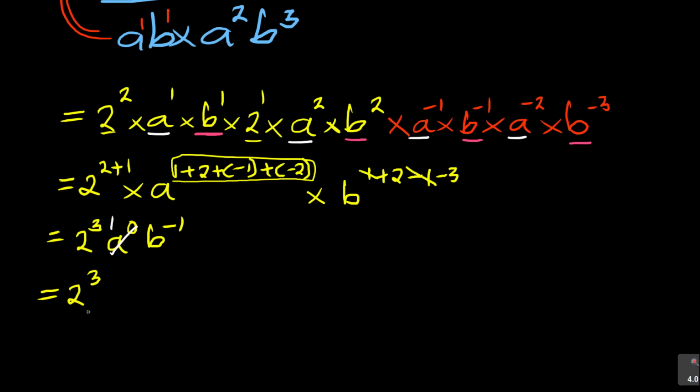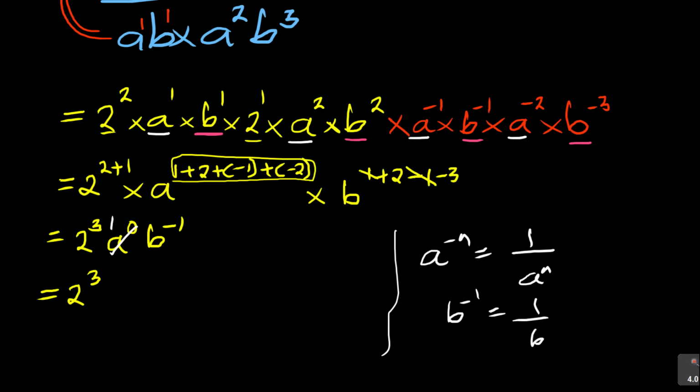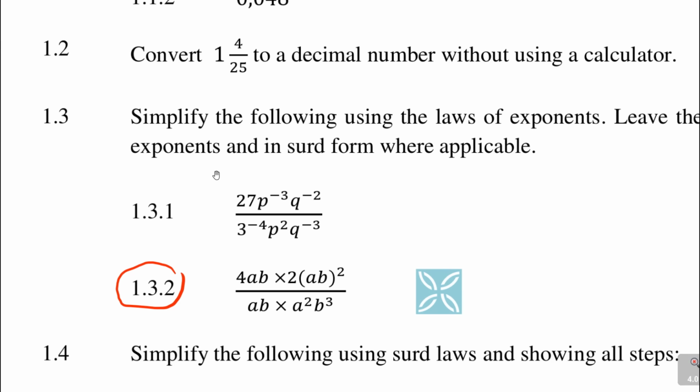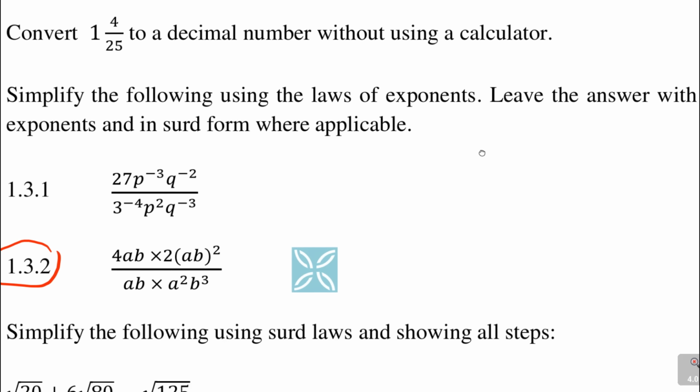So now b, that's when you use that to say a to the power negative n is 1 over a to the n. So meaning b to the power negative 1 is 1 over b. So here it will be 2 over 3 over b. That's what they mean when they say leave your answer with positive exponents.